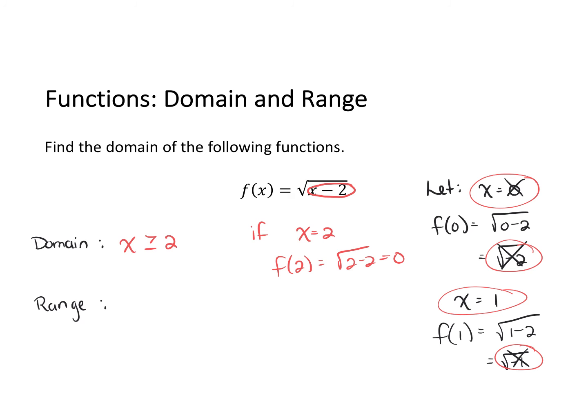If we think about what the domain is, if x is always some number that's 2 or greater than 2, we get a positive number. And if you take the square root of a positive number, you're always going to get a positive number for the output. So the range is going to consist of only output values that are positive. Positive means 0 or greater than 0. We're never going to get a negative number because we're taking the square root of a positive number, so we're always going to get a number that's equal to 0 or greater than 0.